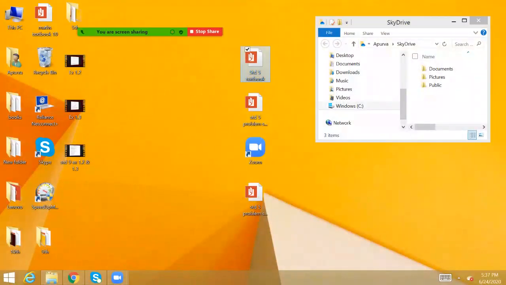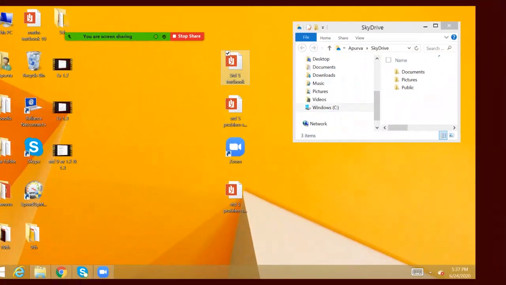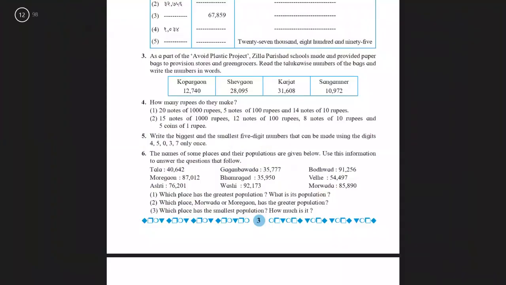Okay, children, I hope it's clear. Next, we go to question number 6. The names of some places and their populations are given below. Use this information to answer the questions that follow. Now, there are about 6 places that are given and their populations.